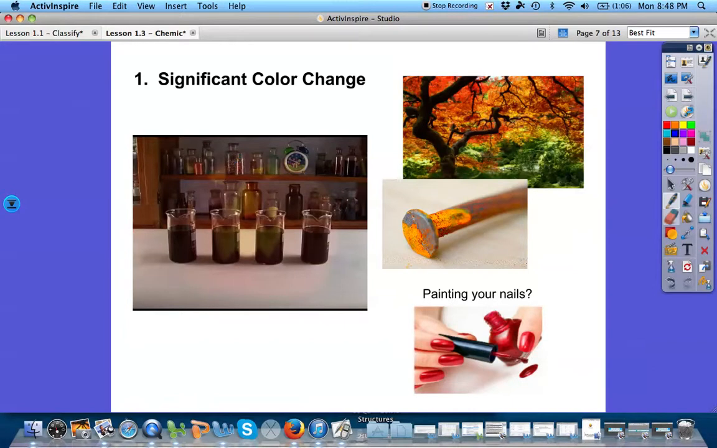This fall, as the leaves turn color, there's a chemical reaction going on to change the color of the leaves. Rust or corrosion changes the color of the metal. So that is also an indicator of a chemical reaction. If you go home and you paint your nails, is that an indicator of a chemical reaction or a chemical change? No, because the chemical makeup of your nails is still the same. You're just putting something on top of them.